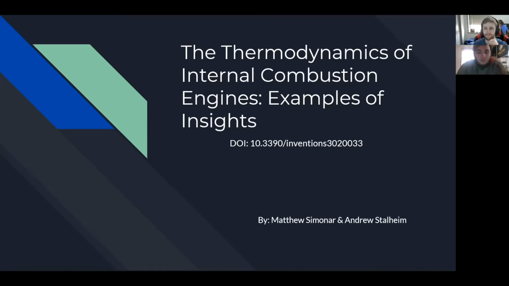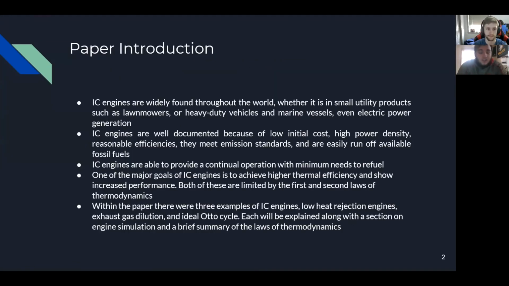Our paper was titled The Thermodynamics of Internal Combustion Engines, Examples of Insights, and the corresponding paper number is below. So we decided to do our report, obviously, on internal combustion engines, and more specifically, 3 configurations that are tested throughout this paper. IC engines are commonly found in everyday life, and they're very well documented because of low cost, high power density, reasonable efficiencies. They correspond to most emission standards, and they run off readily available fossil fuels. As of now, they can provide us with continual operation with minimum needs to refuel.